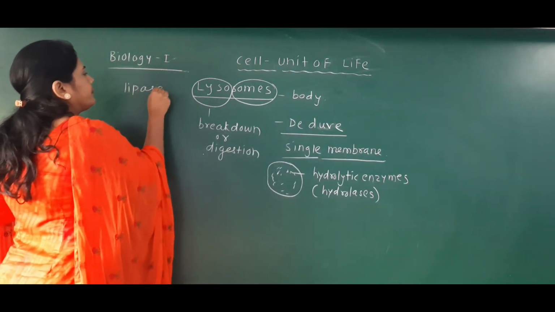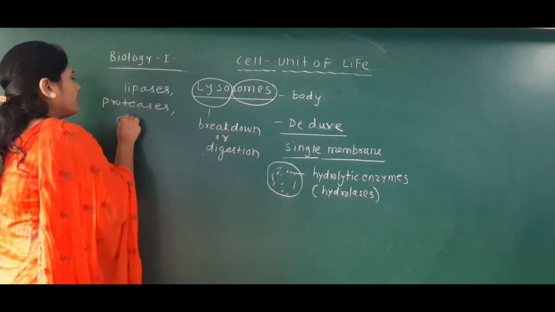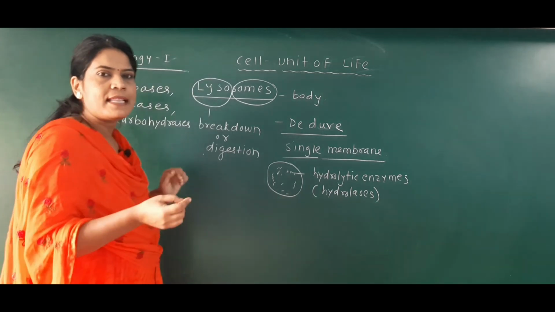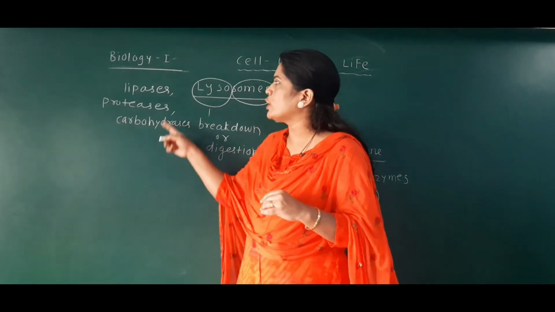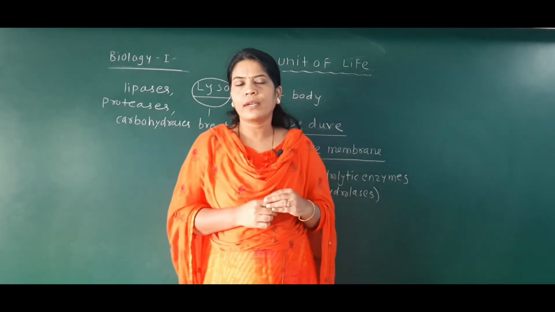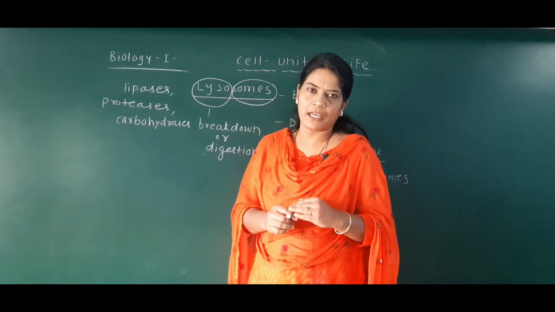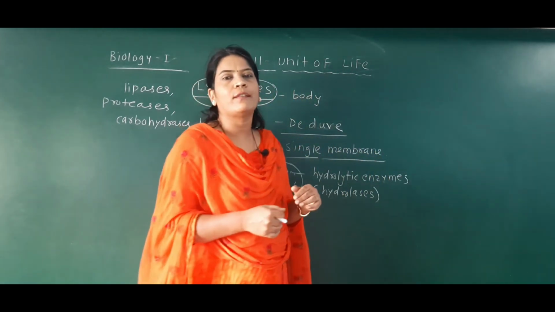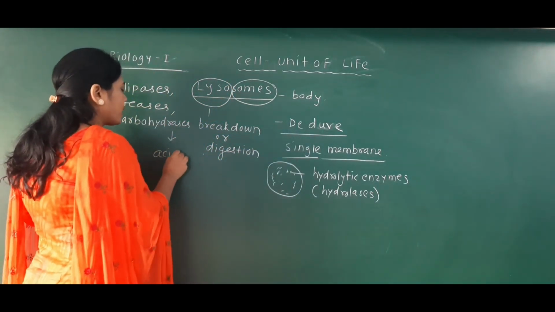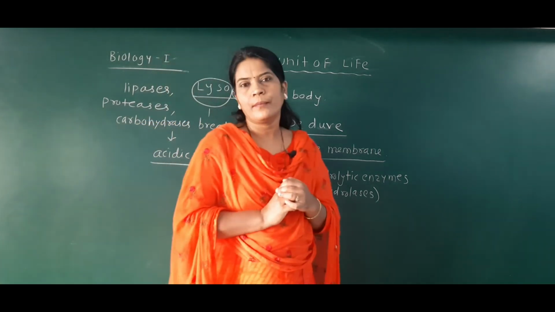The hydrolase enzymes are the lipases, then proteases, then carbohydrases. These are the names of the enzymes which we call hydrolytic enzymes. These enzymes are mostly active at acidic pH. All the enzymes which work in these lysosomes are active at acidic pH.